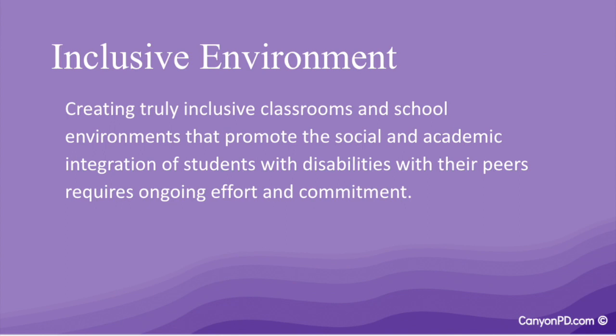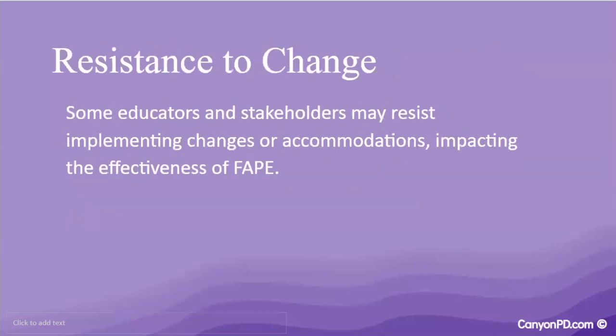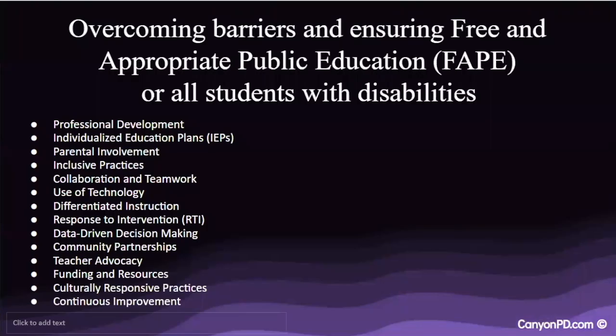Inclusive environment: creating a truly inclusive classroom and school environment that promotes the social and academic integration of students with disabilities with their peers requires ongoing effort and commitment. It's something that needs to be happening on a regular basis, and all of the stakeholders need to be on board to make it effective. Resistance to change: some educators and stakeholders may resist implementing changes or accommodations, and this will impact the effectiveness of FAPE. So while we know there may be challenges in place, we also want to consider how we can overcome those challenges and some possible solutions.